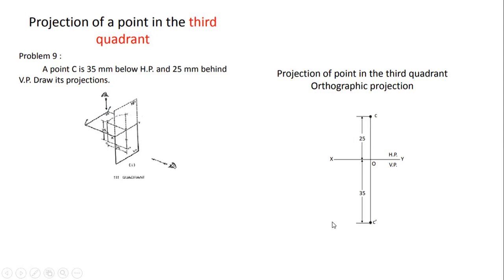What is the difference between the third angle projection and first angle projection? In first angle projection, the front view will be drawn on the vertical plane, whereas the top view will be drawn on the horizontal plane. Here, the front view is positioned exactly above the XY line, and the top view is located below the XY line.